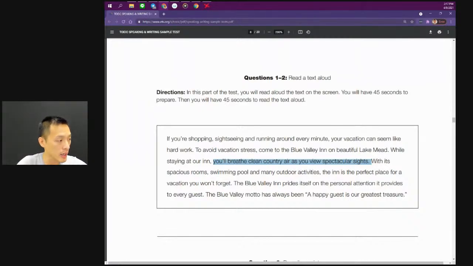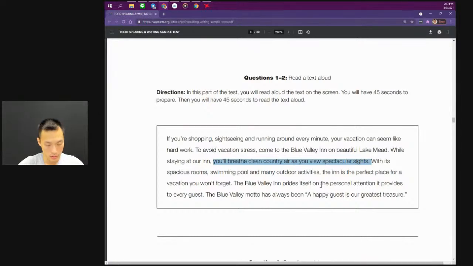For example, you could say, if you are shopping, sightseeing, and running around every minute, pause. Your vacation can seem like hard work. Pause. To avoid vacation stress, come to the Blue Valley Inn on beautiful Lake Mead. Pause. While staying at our inn, you will breathe clean country air as you view spectacular sights. Pause. Right? So don't rush through it. You have plenty of time in the world. Like 45 seconds is a long time for you to be reading something. All right. So those are the tips that I can tell you as far as reading something out loud goes.